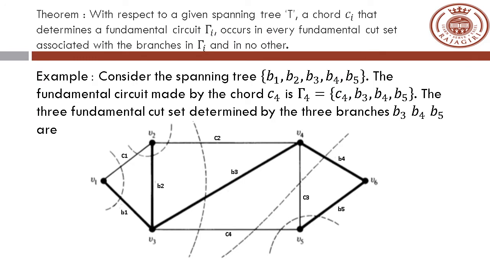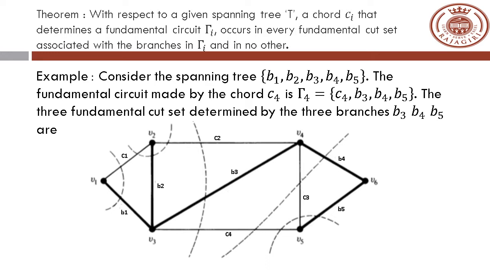Now, a theorem related to fundamental circuits. The statement of the theorem is: with respect to a given spanning tree T, a chord Ci that determines a fundamental circuit gamma i occurs in every fundamental cut set associated with the branches in gamma i and in no other. This theorem we can illustrate with an example.